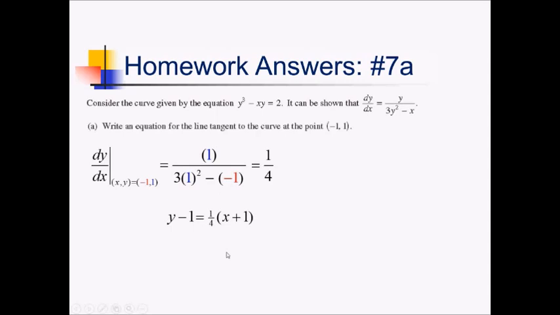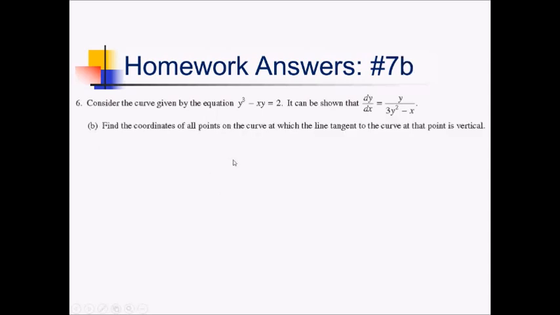And that's done. For this next part of the problem, they want the coordinates of all points on this curve at which the tangent line to the curve at that point is vertical. If we want a vertical tangent line, that means that dy over dx does not exist, that we're basically dividing by 0. So we have to set our denominator equal to 0, 3y squared minus x equals 0, and solve that for x and y values.